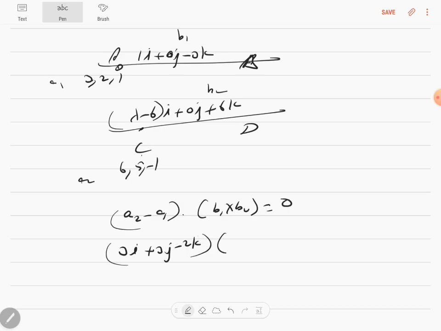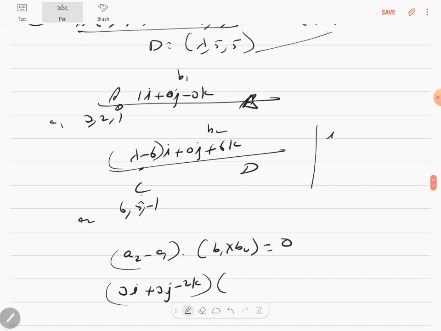Dotted with B1 cross B2. Let's do B1 and B2 cross: i, j, k; 1, 0, minus 3; lambda minus 6, 0, 6. Let's find the determinant of this. i into top to bottom minus bottom to top is 0, minus j into top to bottom, 6, minus bottom to top, is plus 3 lambda, plus 18 will become minus 18. Do you agree with me?